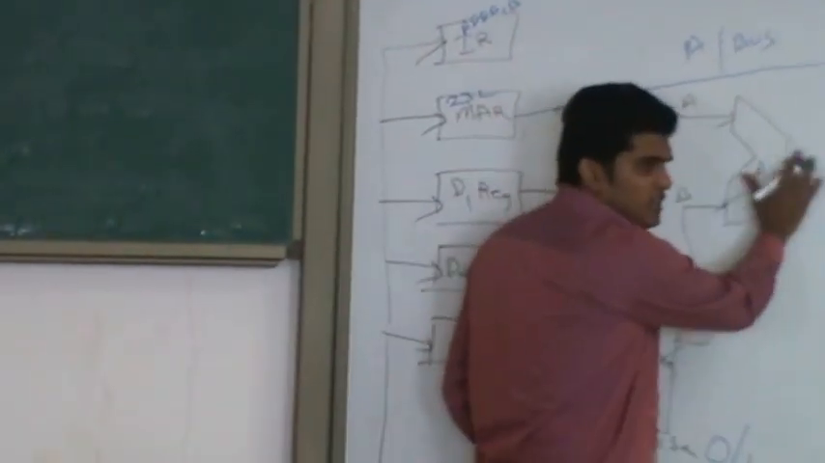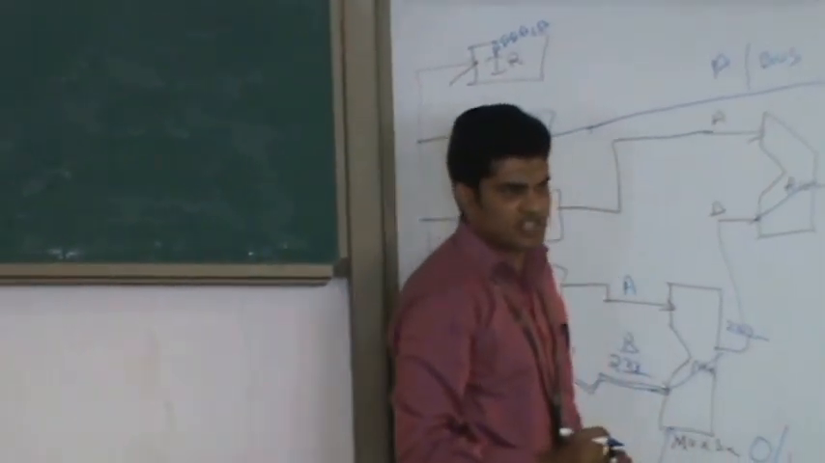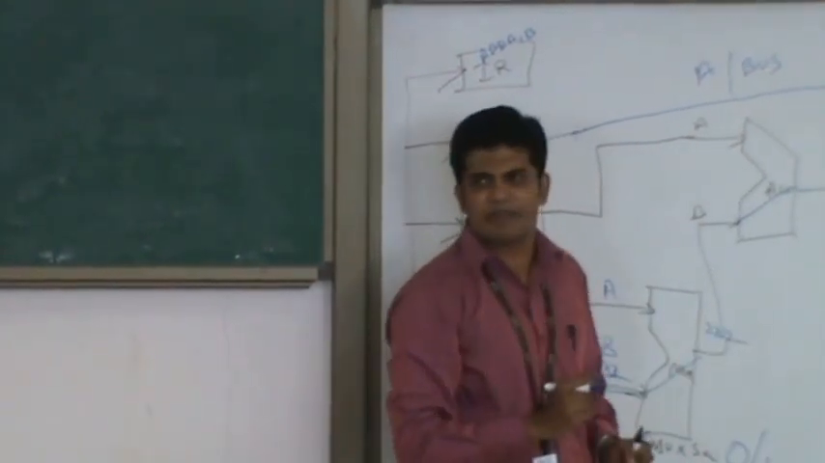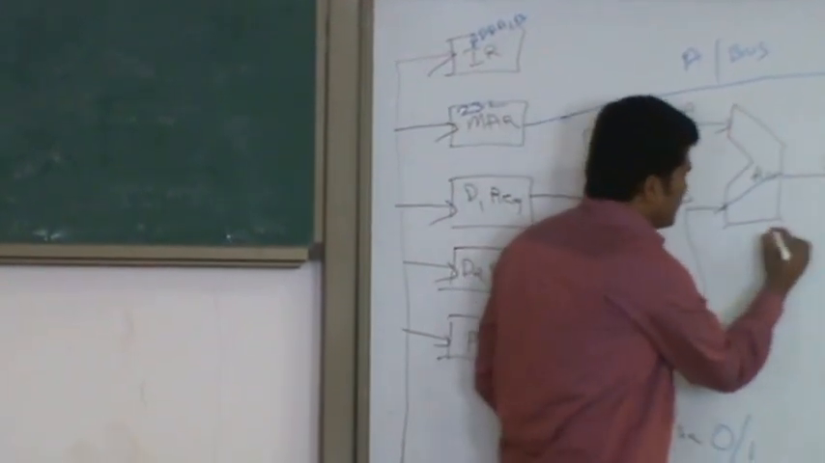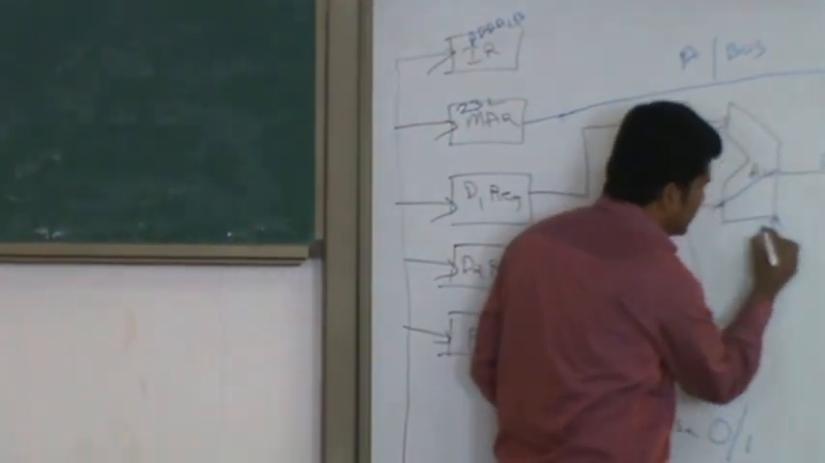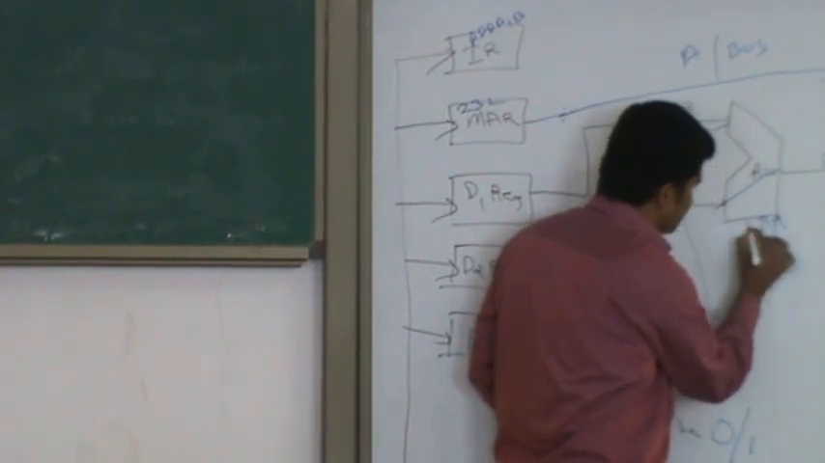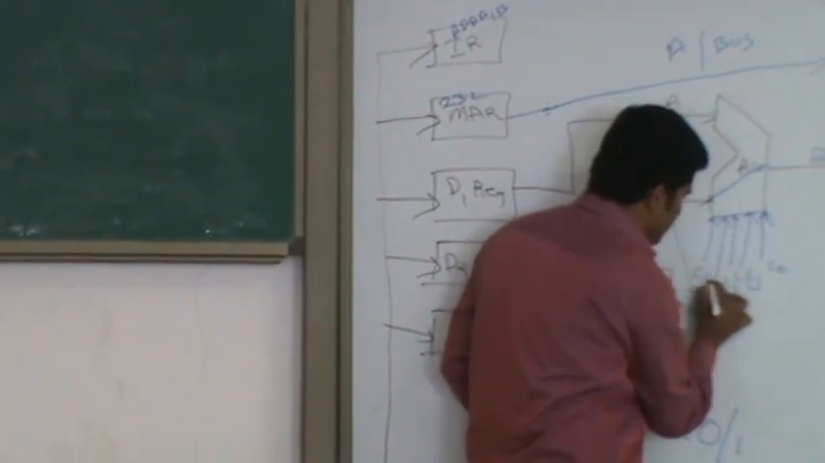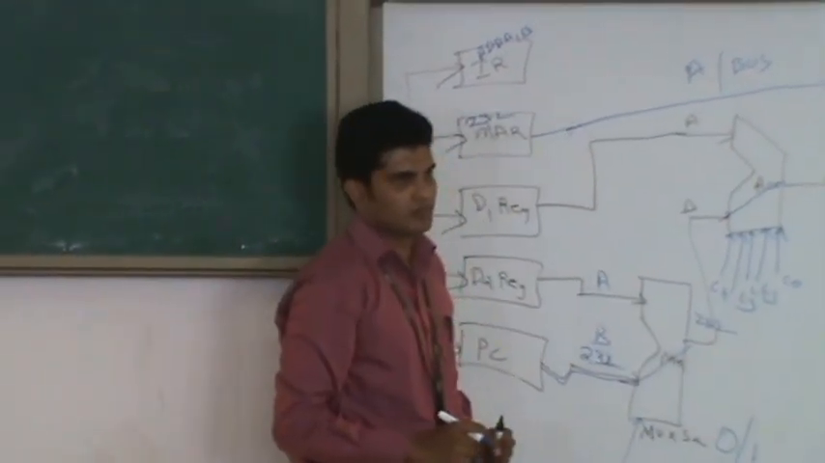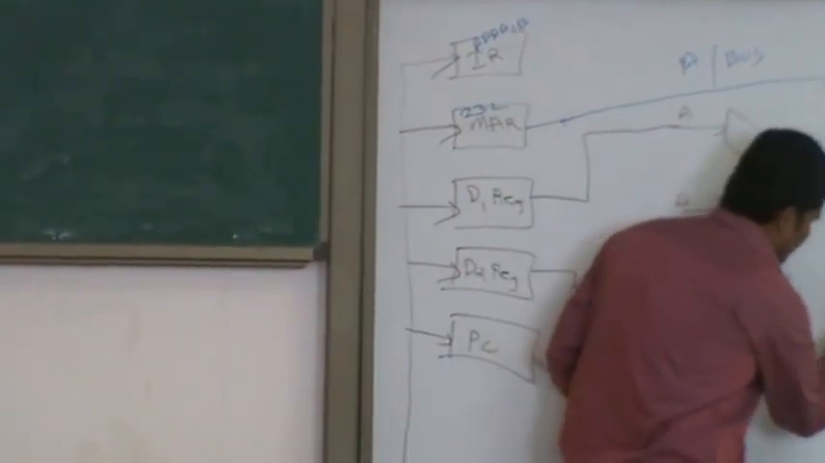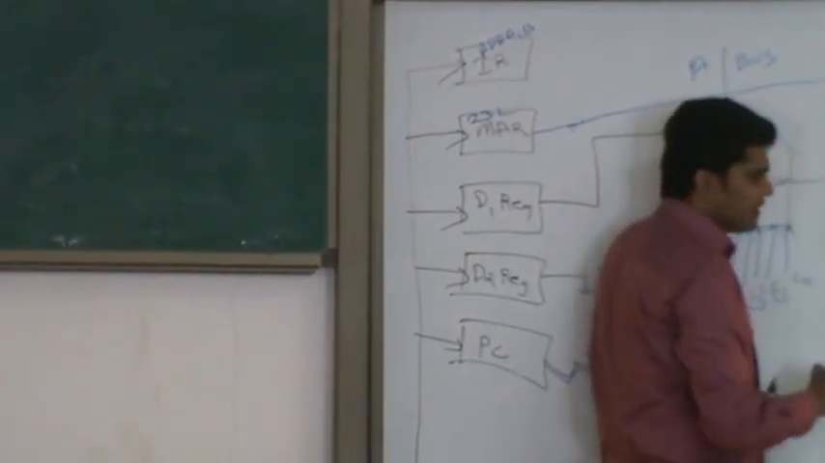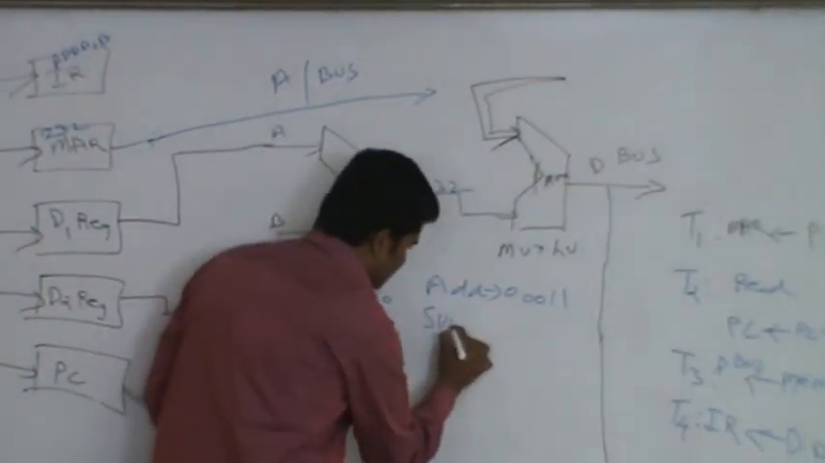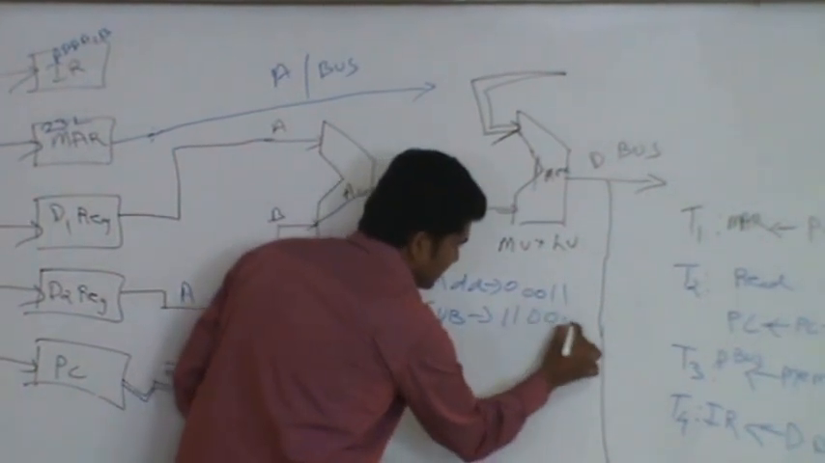In the same way, the ALU has 32 different operations. To write 32 different unique codes, how many bits are required? 5 bits are required to represent 32. So we will have it as C0, C1, C2, C3 and C4. That is, for add, if the ALU performs add as we told before, the code will be something like this. For subtract, the code is going to be something like this.